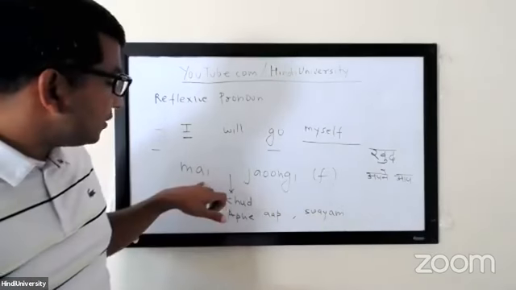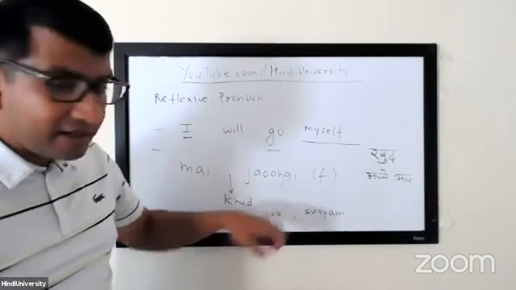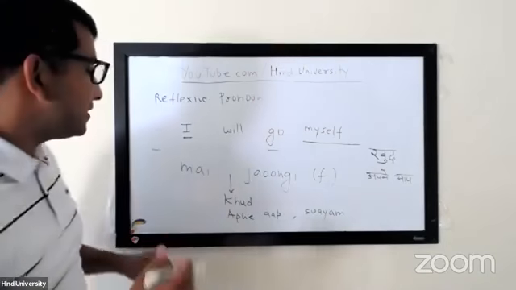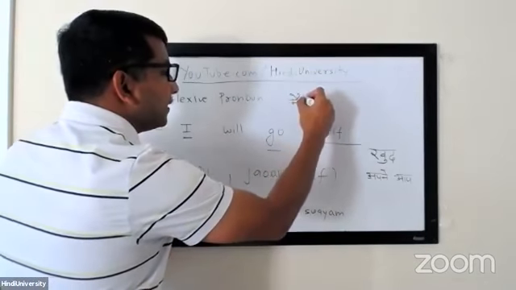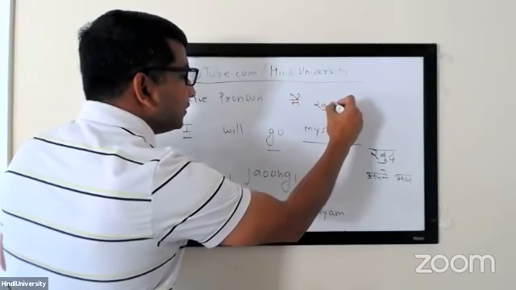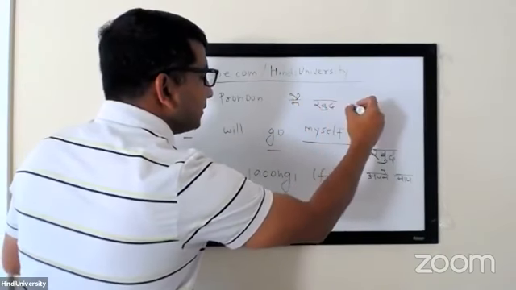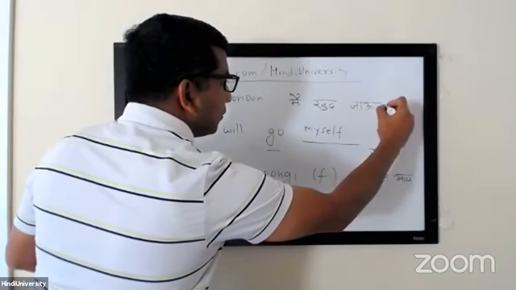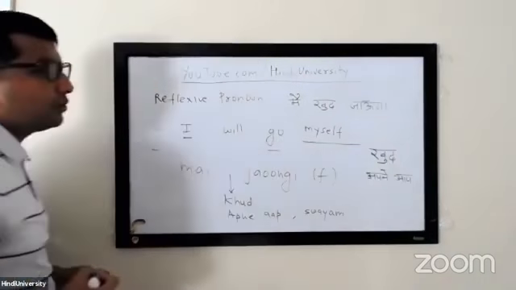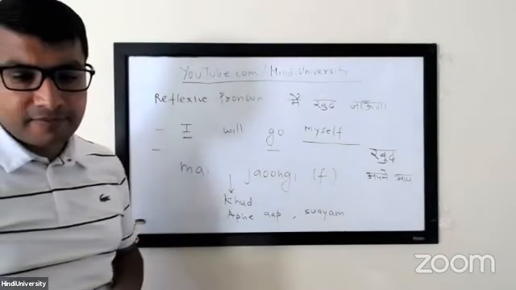Okay. You want me to write them also in Devanagari? Is that what you were saying? Yes. I see. Okay. Fine. So you will have a मैं, kh with u, and then the जाऊंगा. मैं खुद जाऊंगा. I will go myself.